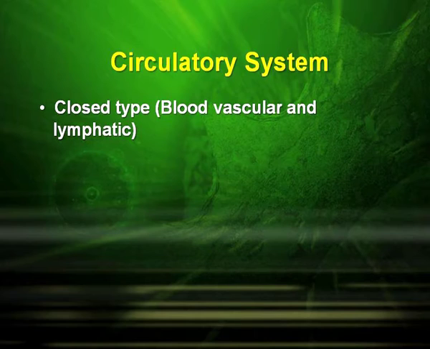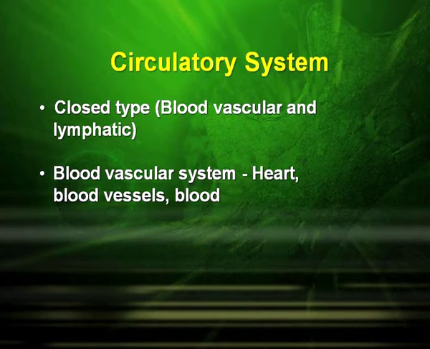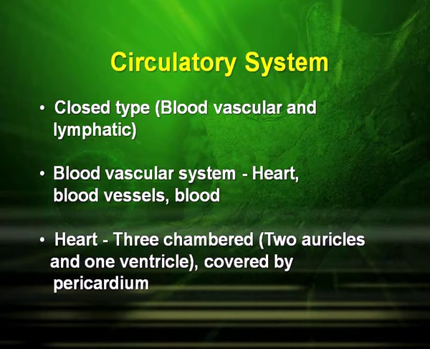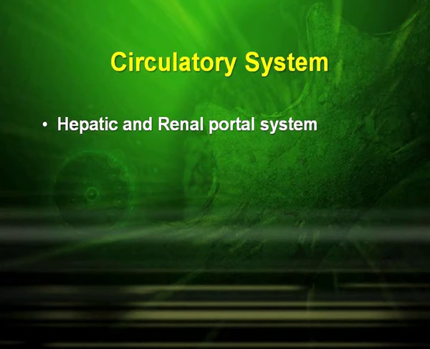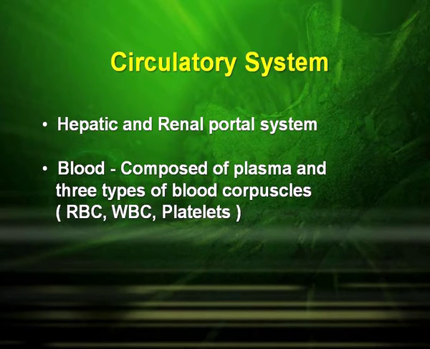They have a closed type of circulatory system, which includes the blood vascular system and the lymphatic system. The blood vascular system includes the heart and blood vessels. The heart is 3-chambered. It has 2 auricles and 1 ventricle, which is covered by the pericardium. It has the hepatic and renal portal systems, and the blood is composed of plasma and 3 types of blood corpuscles: the red blood corpuscles, the white blood corpuscles and the platelets.